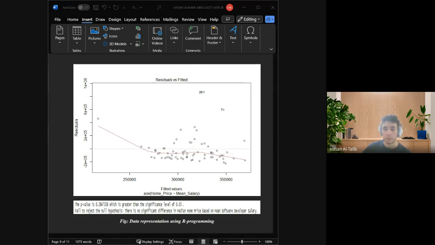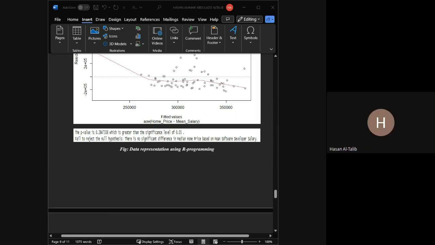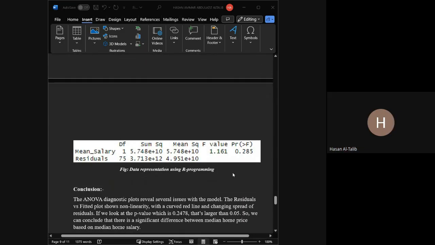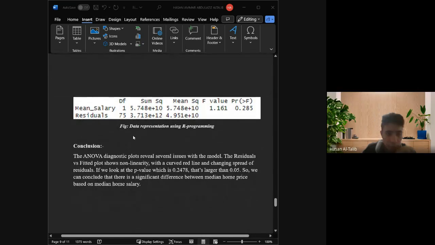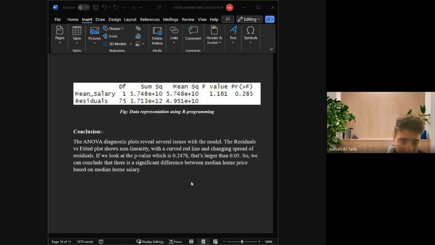And for the p-value, we can see that here we have all the tests. For the conclusion of the ANOVA diagnostic plots, it is revealing several issues with the model. The residuals versus fitted plot shows nonlinearity with a curved red line and the changing spread of residuals. If we look at the p-value, which is 0.2478, it's much larger than 0.05, so we can conclude that there is a significant difference between median home price based on median home salary.